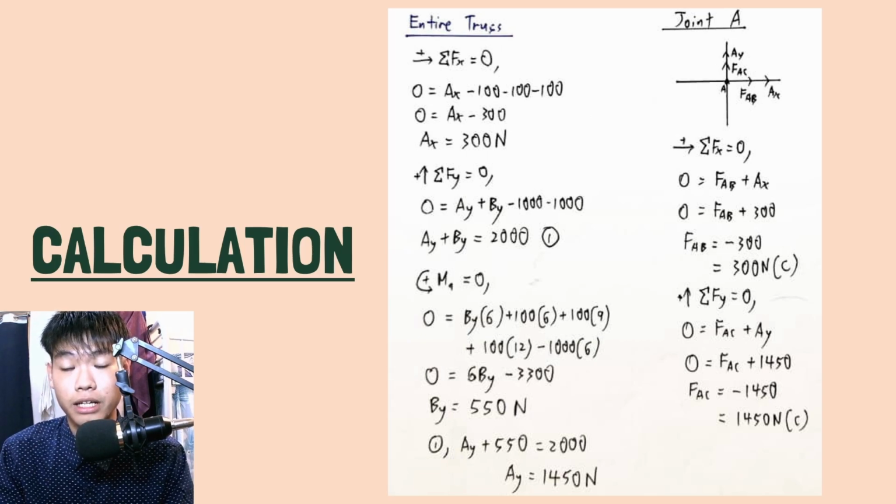Now, by using the method of joints, we will find the forces in the members at joint A. By summing the forces in the X component equal to 0, we find that the force in member AB is equal to 300 Newton, which is in compression. By summing the forces in the Y component equal to 0, we find that the force in member AC is equal to 1450 Newton, which is in compression.